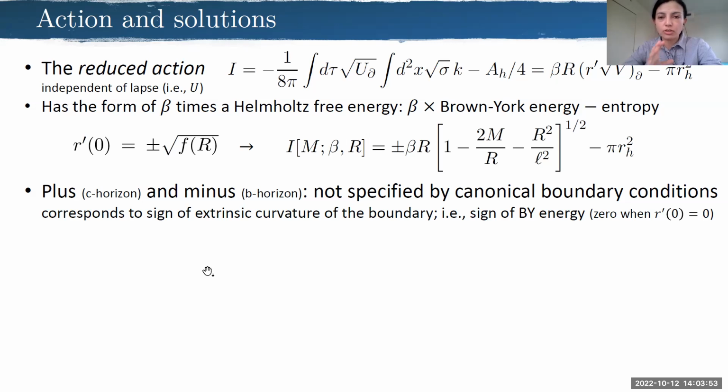For those configurations that contribute to the path integral, I can obtain the reduced action, reduced in the sense that it's spherically reduced and it also satisfies the constraint. You see that this action for those configurations takes the form of some inverse temperature beta times the Brown-York energy of the configuration minus the entropy. As I was saying, the value of r prime at the system boundary can be positive or negative. This sign is not fixed by the canonical ensemble data. So for a given canonical ensemble, for a given temperature and system boundary, I can have both signs. That's why I have plus and minus here.